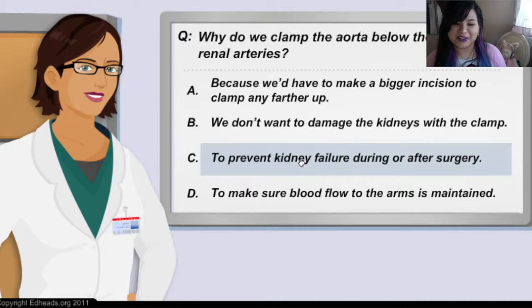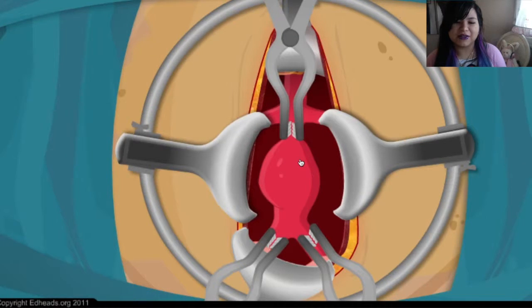So it's either B or C. But I want to say C. Yes. We've isolated the aneurysm and no blood is flowing through the section of the aorta we will be operating on.